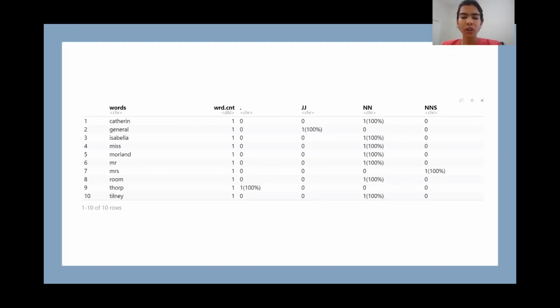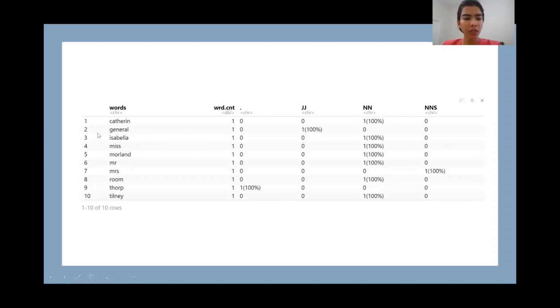So the scenario here was that I used only the top 10 words of the book Northanger Abbey and tried to find out the part of speech that each particular word represents. The result was that Catherine, as we are familiar, mostly represents the name of a person or a place. So Catherine comes to be a noun, and that's what we got to know. Here we can see that JJ is an adjective, NN is a noun in the singular form, and NNS is a noun in the plural form.